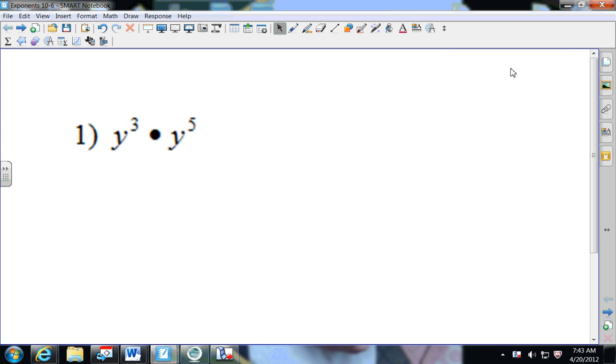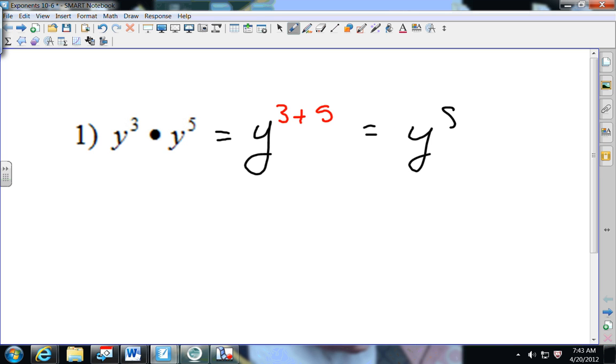Okay, on this first problem, remember that our rules are that when you're multiplying and the bases are the same, you're supposed to add the exponents. So it'd be y, and then you have 3 plus 5. So your simplified answer is y to the 8th.